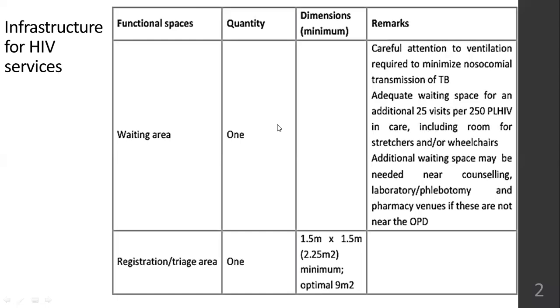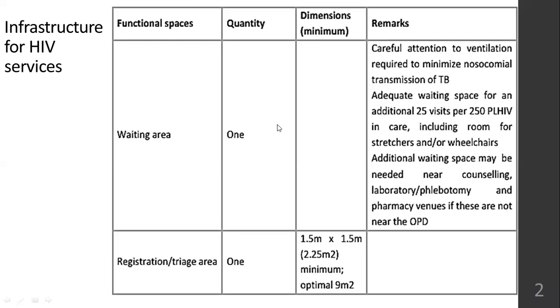Adequate waiting space for an additional 25 visits per 250 people living with HIV. PLHIV means people living with HIV. So if your hospital has around 250 registered cases of PLHIV, a waiting space for at least 250 people sitting, but in a very well ventilated area. So that much attention should be given.